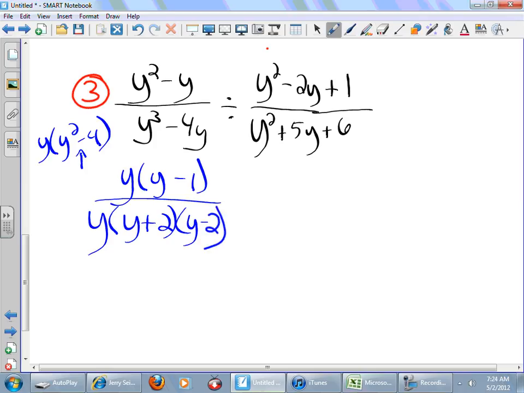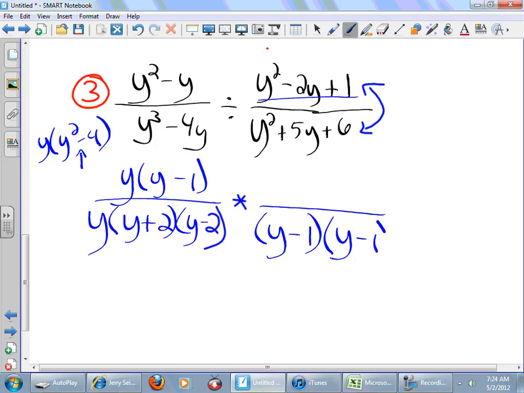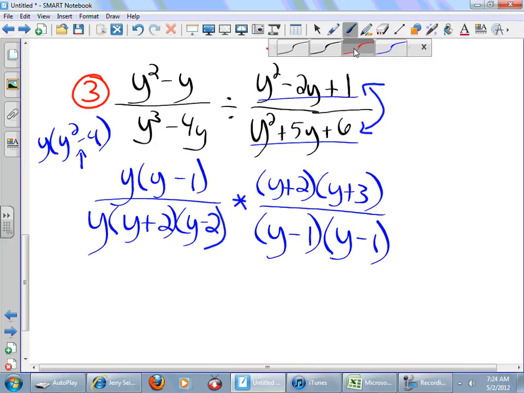All right. I'm going to change it to multiplication, and now I've got to flip this fraction, use the reciprocal. To do that, I'm just going to kind of do it in one step. I'm going to factor this guy, but I'm going to write his factors in the denominator. He looks like a perfect square trinomial to me, so he'll factor like that. Now this one here, I need 2 factors of 6 that add to get 5. Well, y plus 2 and y plus 3. Now I'm ready to simplify.